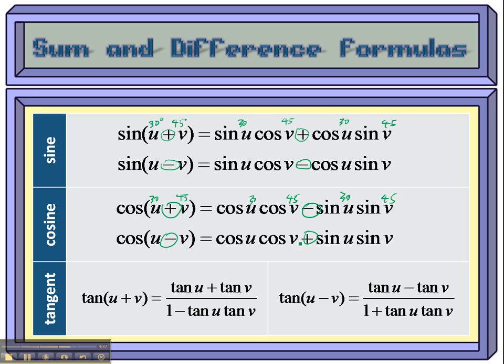Alright, last one, tangents. If I do the same thing with 30 and 45, and I take the tangent of 30 plus tangent of 45 divided by 1 minus tangent 30 times tangent 45. So notice that the sign on top is exactly the same as the angle sign, but then it switches on the bottom. The subtraction sign is the same as on top, but then it switches on the bottom.